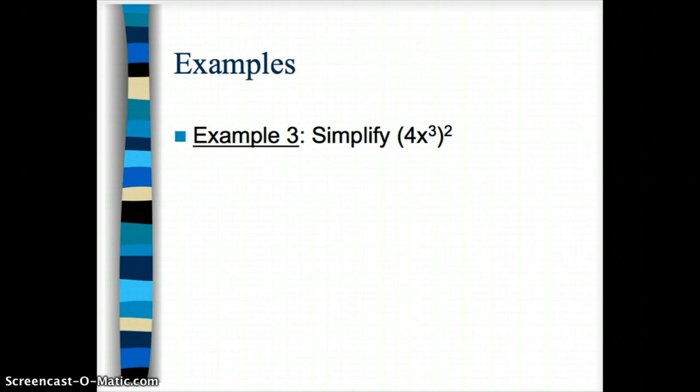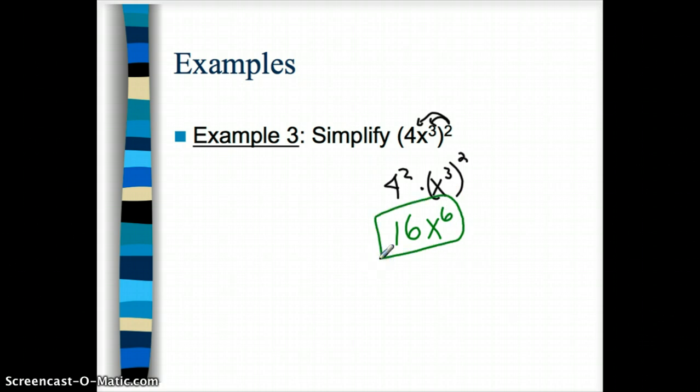Simplify the quantity 4x cubed, squared. Okay, and if you don't want to write it out, then you need to remember that the square needs to go to each piece. So here we're doing 4 squared times x cubed squared. And what I know about 4 squared is that it equals 16. X cubed squared, that means x cubed times x cubed, it is x to the 6th. And that's the simplified form. I would get the same answer if I had just multiplied out 4x cubed times 4x cubed. You can see I could still get 16x to the 6th.